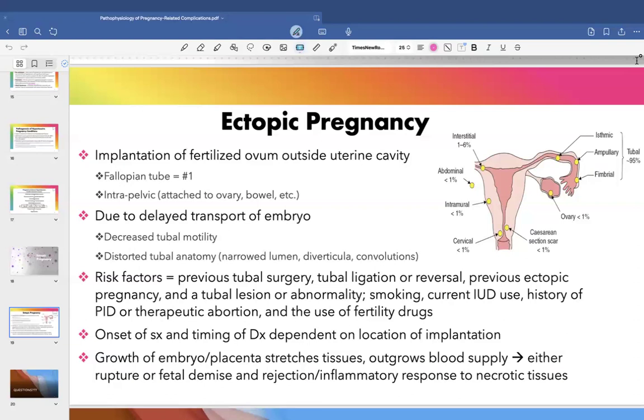So yeah, it's very dependent on where it is. But as the fetus grows and the placenta grows, the amniotic sac grows, all of that. When does it outgrow its blood supply? When does it start to impinge on other structures? At what point does it rupture, or the fetus not get enough blood flow and then die? And then you're going to have dead necrotic tissue, which is going to trigger an entire inflammatory response to clean up the debris.